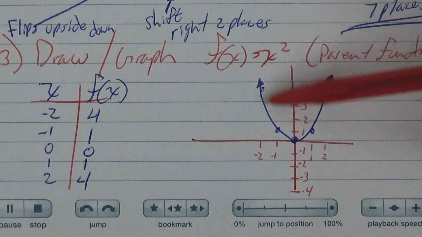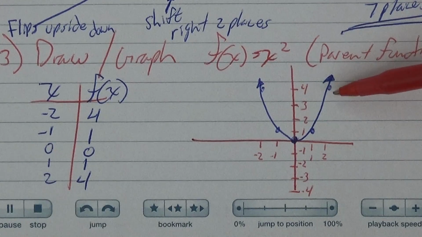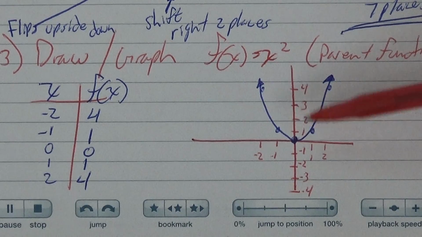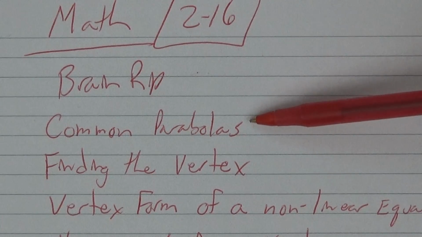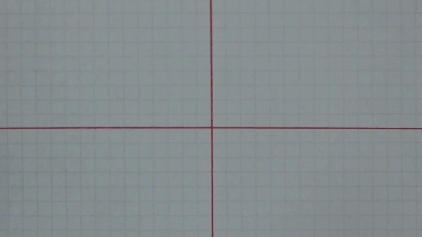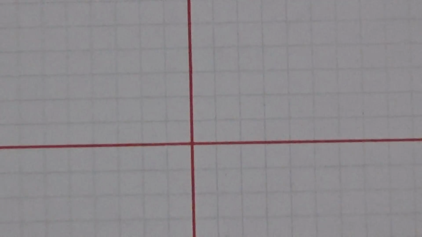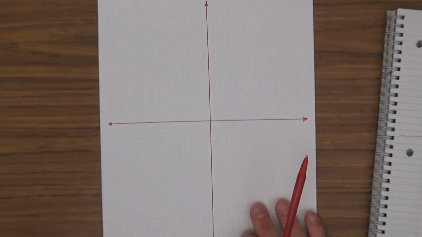So, we have this parabola. It's not a V, it's not a U. This is a parabola. All right, I want to move on, and I want to talk more today about the common parabolas. So if I take, and you don't have to take notes yet, so I'm going to push that off to the side, but I want to look at a graph. I'm going to zoom out. Whoops. All right, so we have just a piece of regular graph paper.